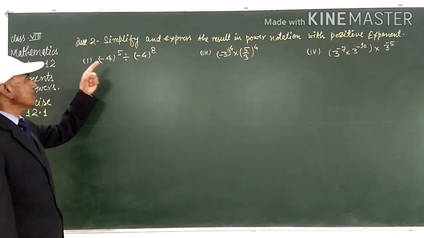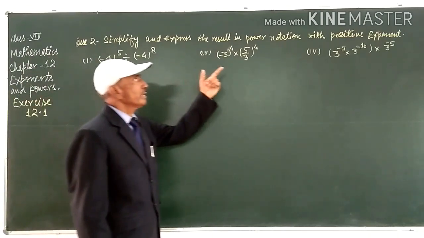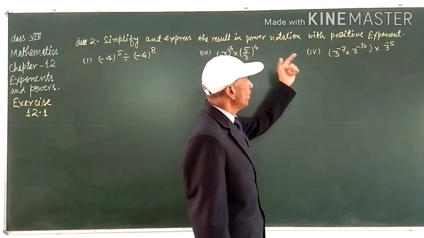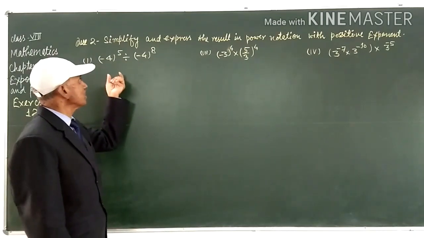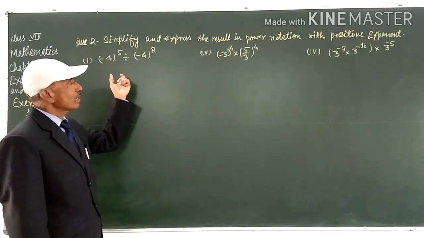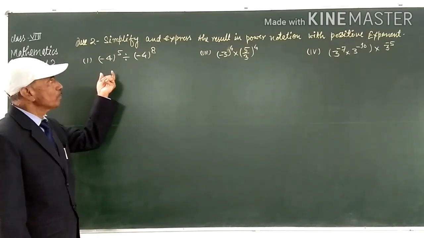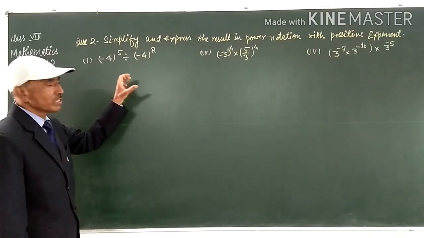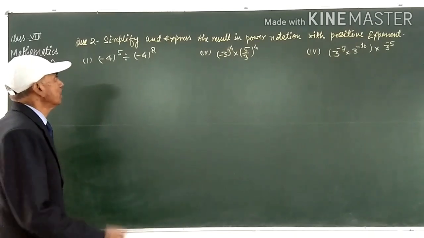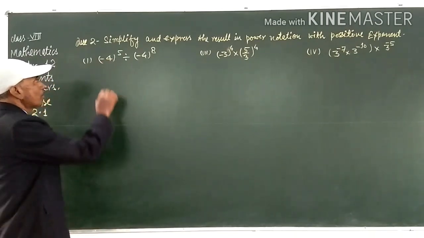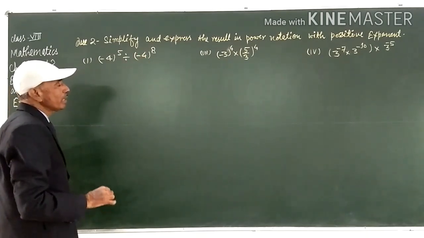Students, this is question number 2, and in this question: simplify and express the result in power notation with positive exponents. First of all, we have to simplify this, and we have to write it in exponential form with positive exponents. We will write this in power notation, students, and its exponent will be positive. So the first question is -4 to the power 5 divided by -4 to the power 8.